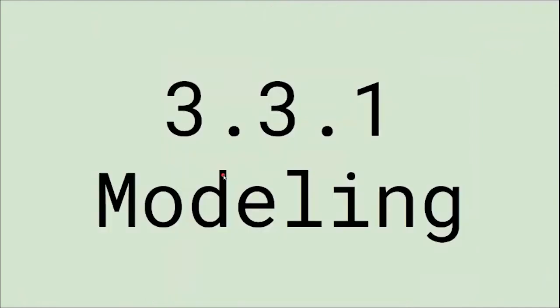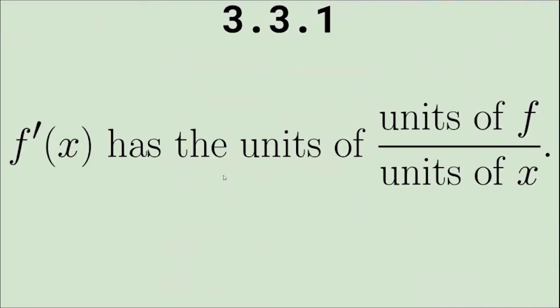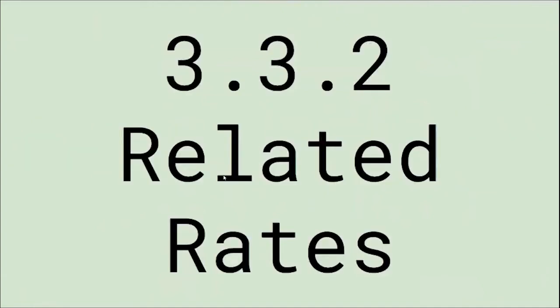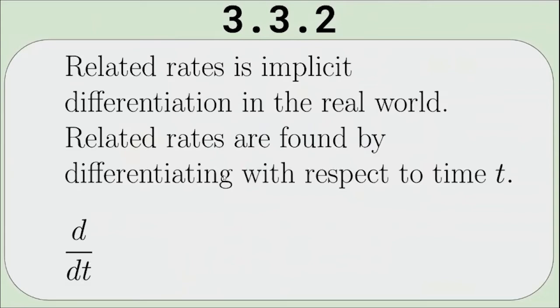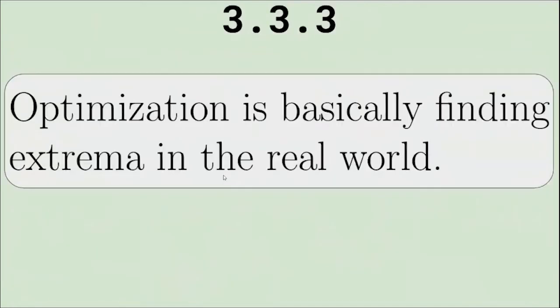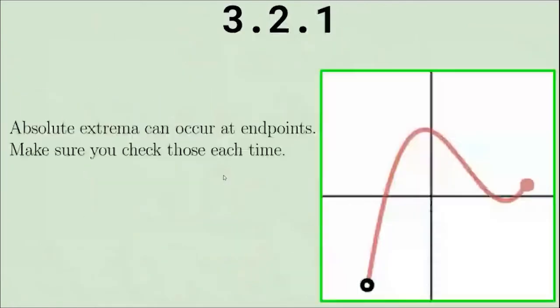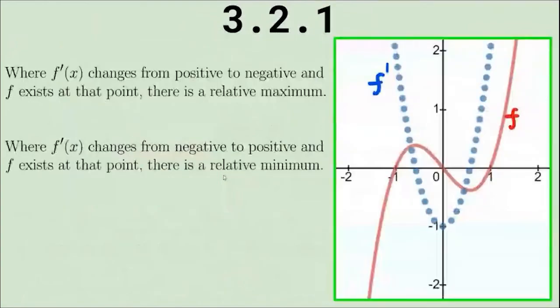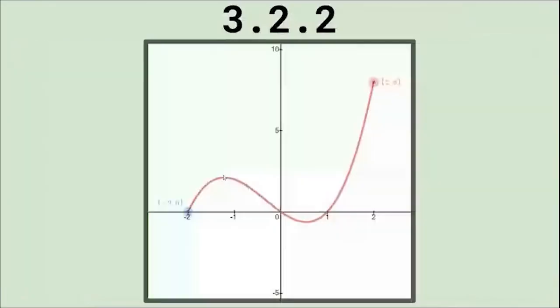Modeling, this is derivative in context. I renamed it, but the main thing is the units. F prime of x, it's whatever the units of regular f is divided by whatever x is. That's the units for it. Related rates, the main thing is it's implicit differentiation in the real world, and you're doing d over dt instead of d over dx. The main thing is doing d over dt of both sides and then filling in the values and trying to solve. Optimization is just extrema. That's what we were doing before with the increasing, decreasing, the relative extrema, only it's with real world things like fences and distance.